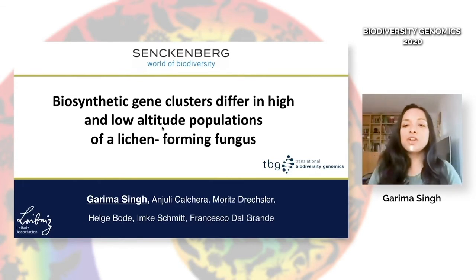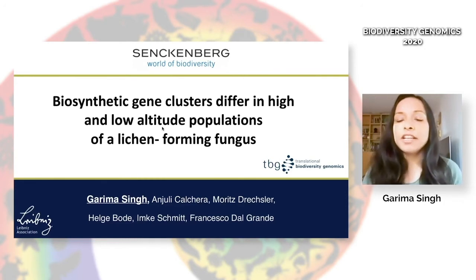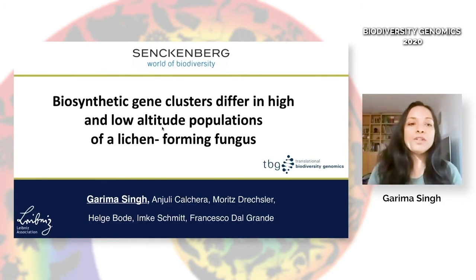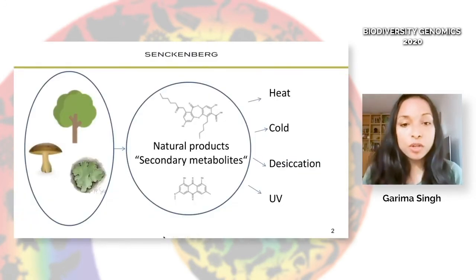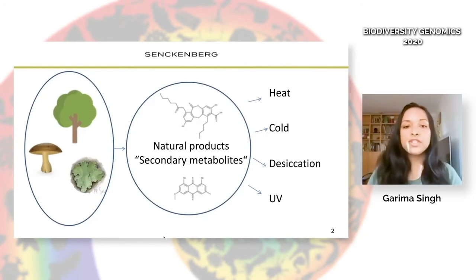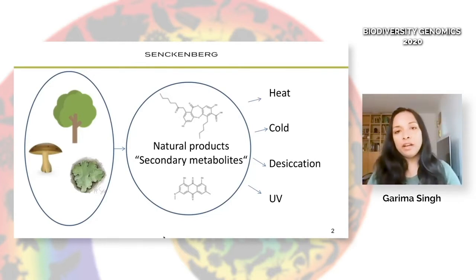I work as a postdoc in the Translational Biodiversity Genomics Center in Frankfurt, Germany. Today, I'm here to present my work on how biosynthetic gene clusters differ in high and low altitude populations of a lichen-forming fungus. Many organisms produce organic molecules called natural products or secondary metabolites, which serve important ecological functions related to abiotic stress tolerance, for instance, heat, cold, desiccation, and UV resistance. However, the mechanisms involved in the synthesis of these natural products are not very well understood, and the functions of many natural products remain unknown.